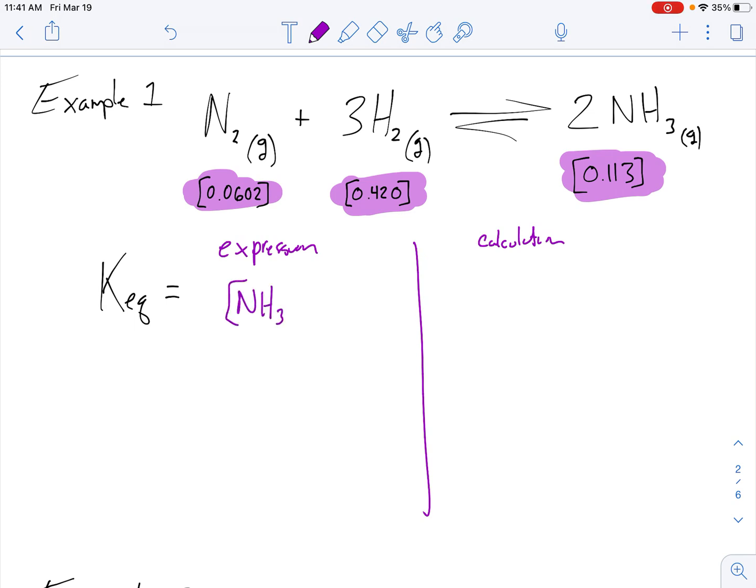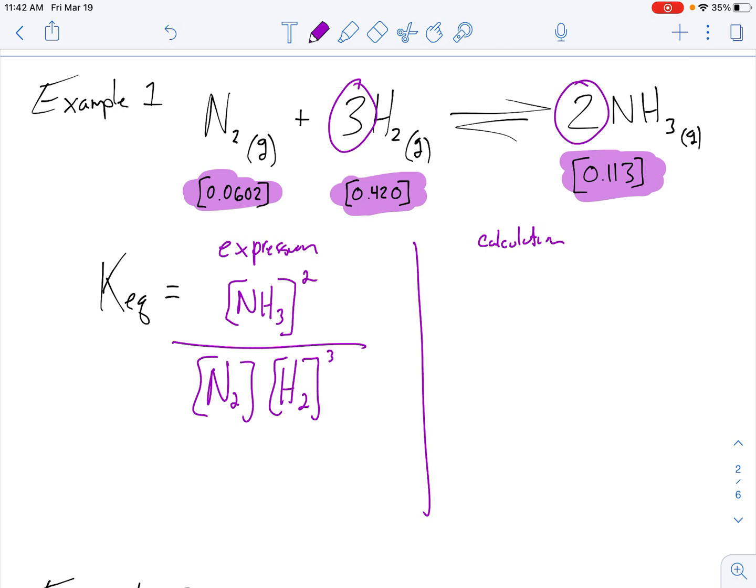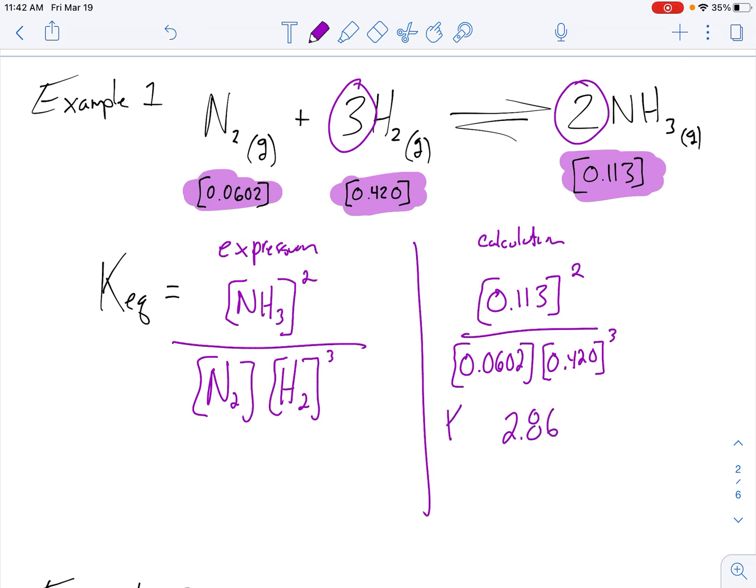So I'm going to have my NH3 squared over N2 times H2. And H2 is going to be cubed due to those coefficients. That's the expression that's required. And then you're going to plug in for your calculation. For my calculation, I'll have 0.113 squared over N2 concentration, which is 0.0602, times my H2 concentration, 0.420 to the third. Plug this in your calculator, and you guys should try this just to make sure you have the ability to do this. You should get 2.86.